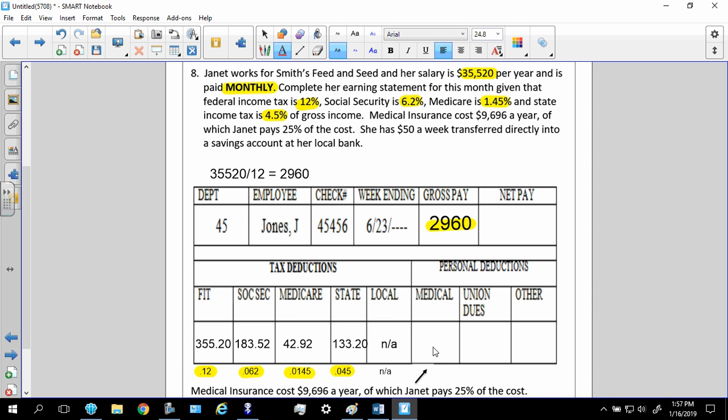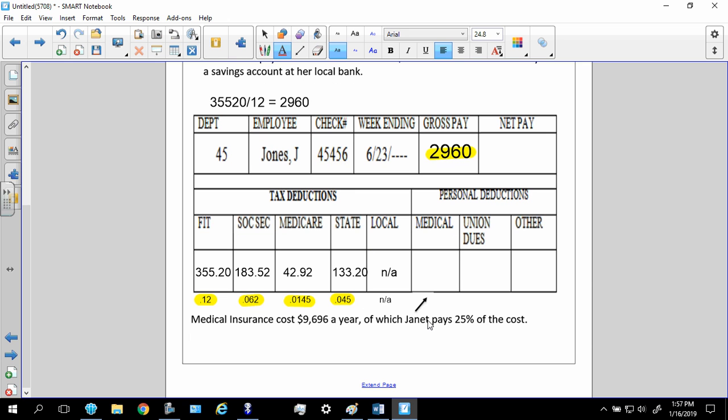All right, now the next thing is medical. Now remember, medical is that weird question within a question, so let's read. It says medical insurance costs $9,696, and Janet pays 25% of the cost. So I got to do a couple things here. First, 9,696, I'm going to times that by 0.25 because it's 25%. And when I do that, I get 2,424.